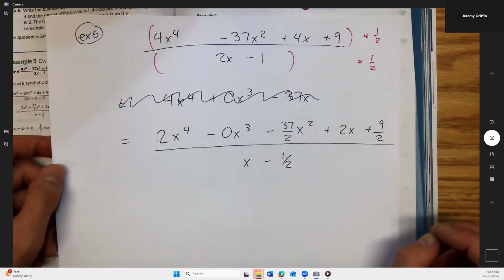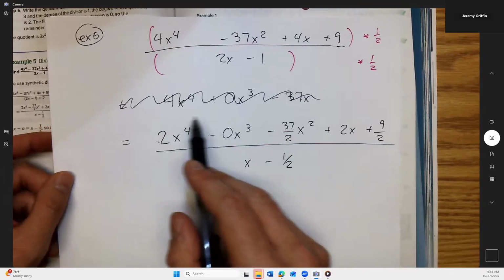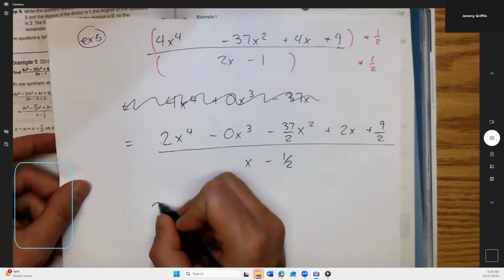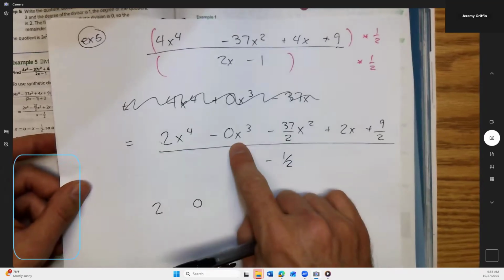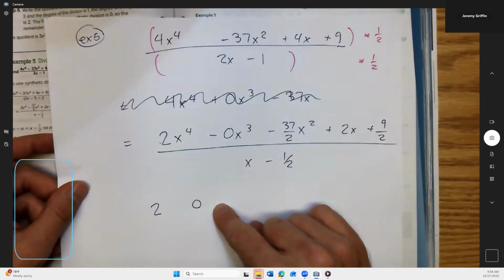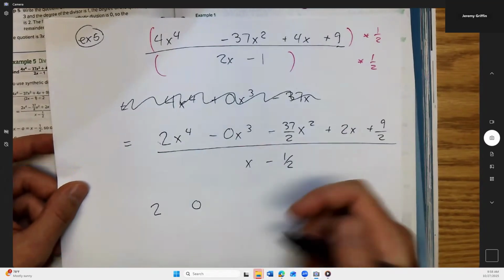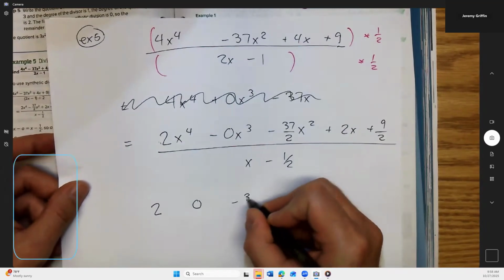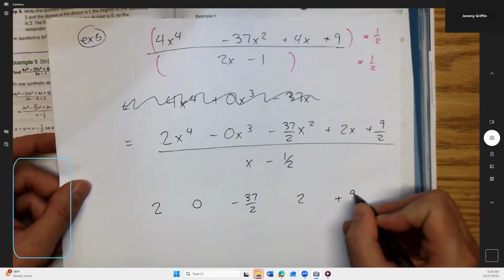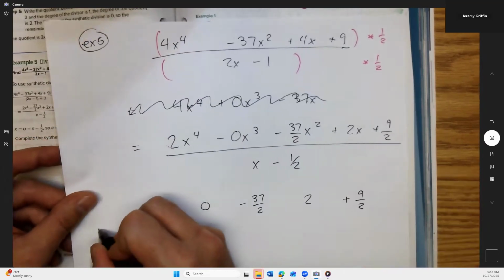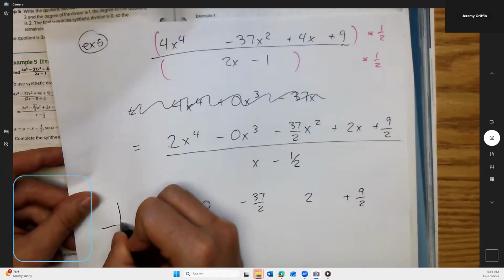All right, so you guys ready for the synthetic division? We're just going to take each of these coefficients one by one. So I got a 2, I got, well, a 0. You guys, it's really, really important. You do list the 0. You have to list the 0 because there's 0s to the 3 terms. Otherwise, it messes everything up. I got a negative 37 halves on the x squared. I got a 2 on the x, and I got a 9 halves constant. Okay? And I'm going to push through synthetic division.